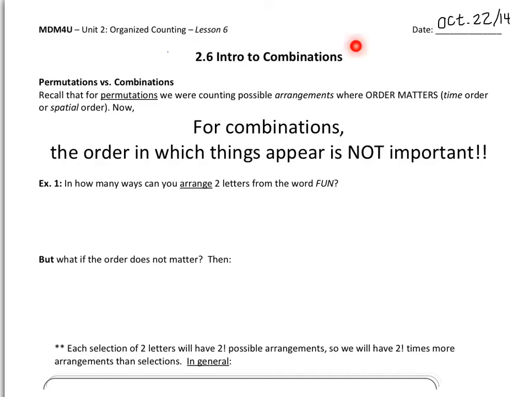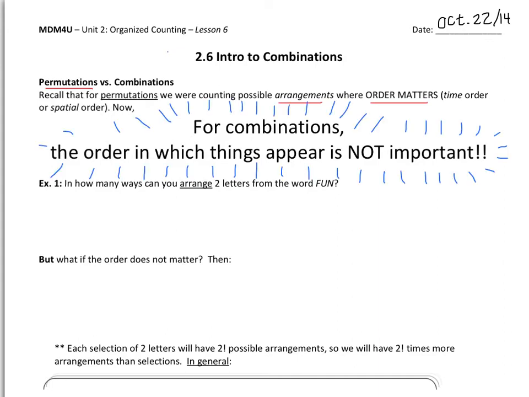In this video, we're going to do an introduction to combinations, so 2.6. Up until this point, we have been talking about permutations. Permutations are where we're counting the possible arrangements where the order of those arrangements mattered. That is to say that if we have a number of objects and they're arranged in a different order, we'd count that in a different set because, as I said, order matters. However, for combinations, the order in which things appear is not important.